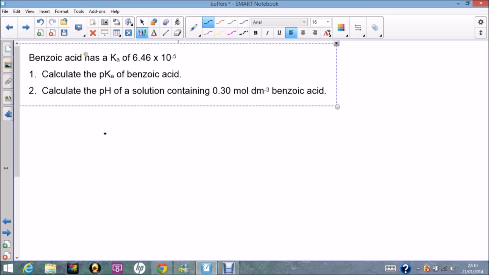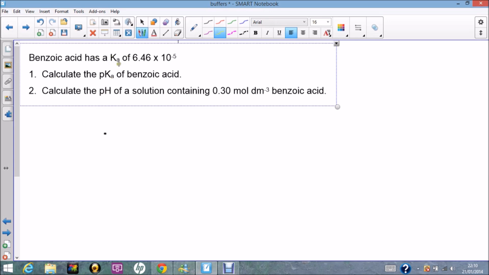Okay, in this example we've got benzoic acid. It's asking us to calculate the pKa and the pH. Have a think about which of the calculations you're going to use. Pause the video now and have a go. And now I'm going to go through the answer.